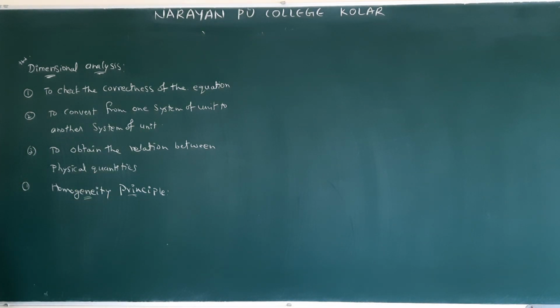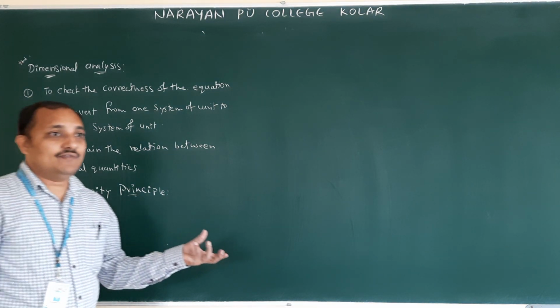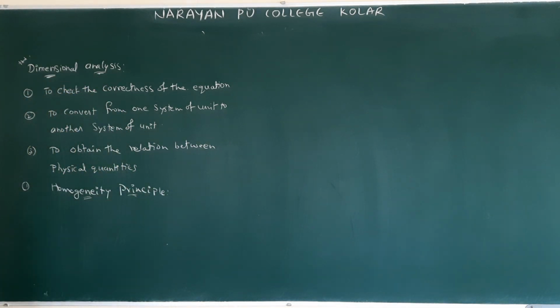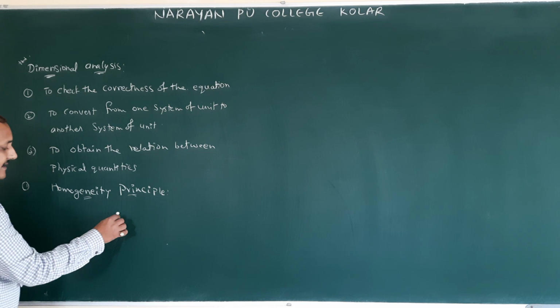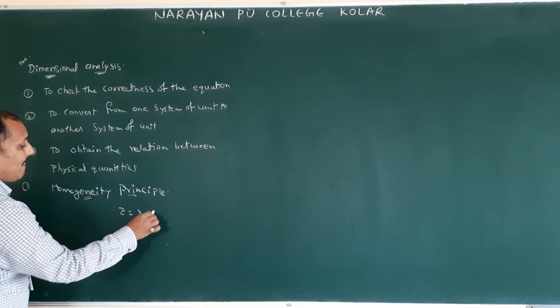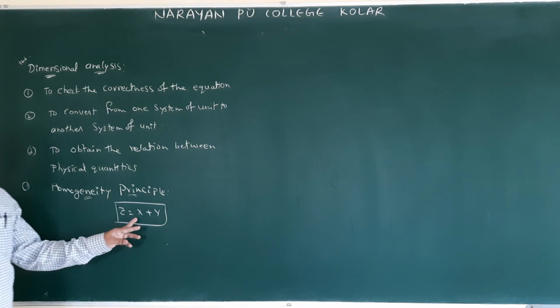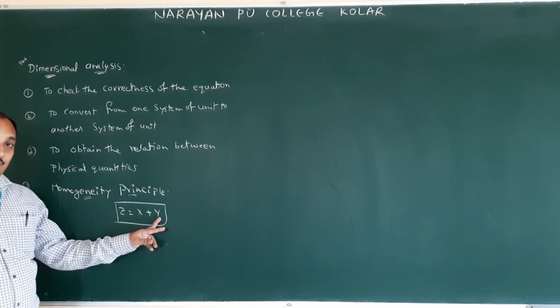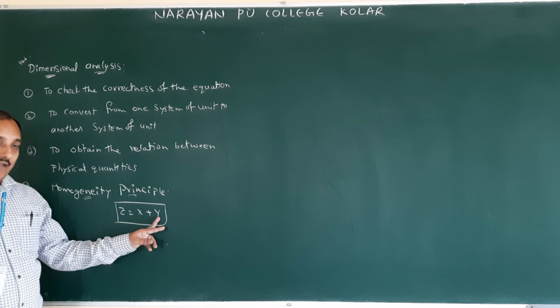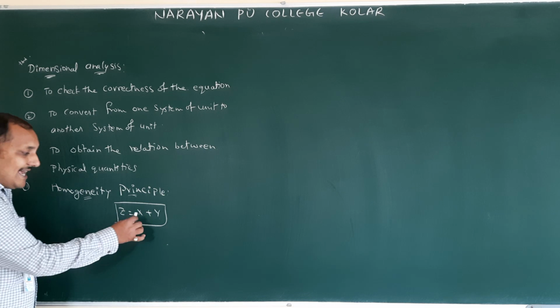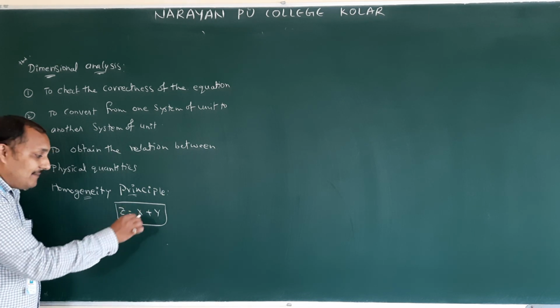So what is the homogeneity principle? According to this principle, any two physical quantities that are either added or subtracted will have the same dimensions. Let me give a simple equation: z is equal to x plus y. Here I added two physical quantities, x and y. According to the homogeneity principle, x and y will have the same dimensions.